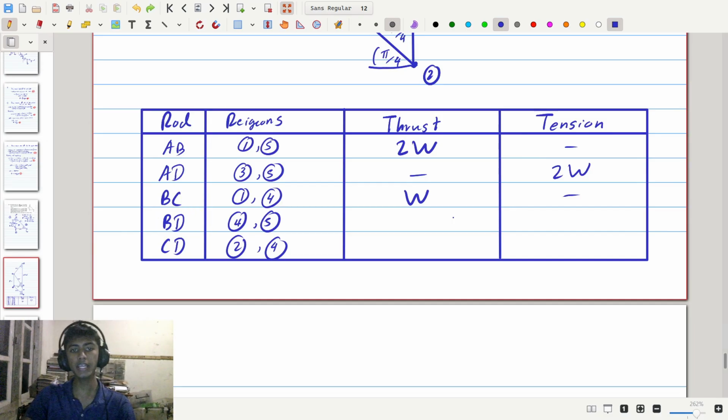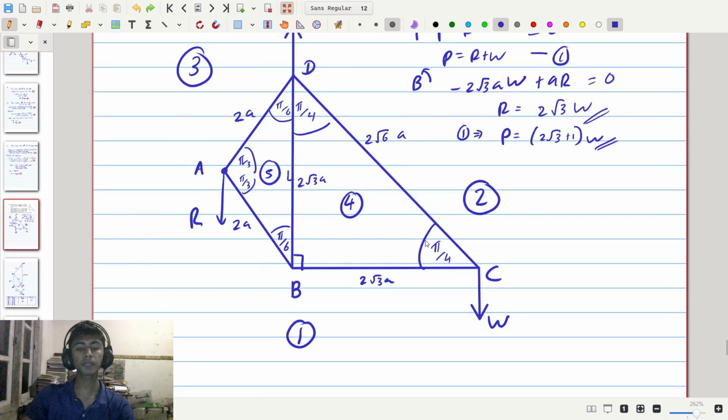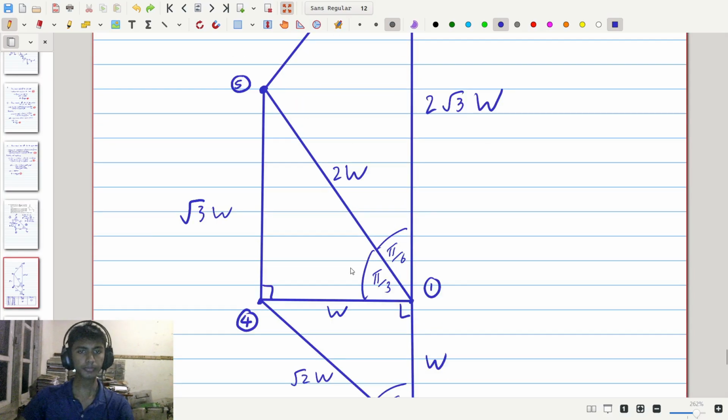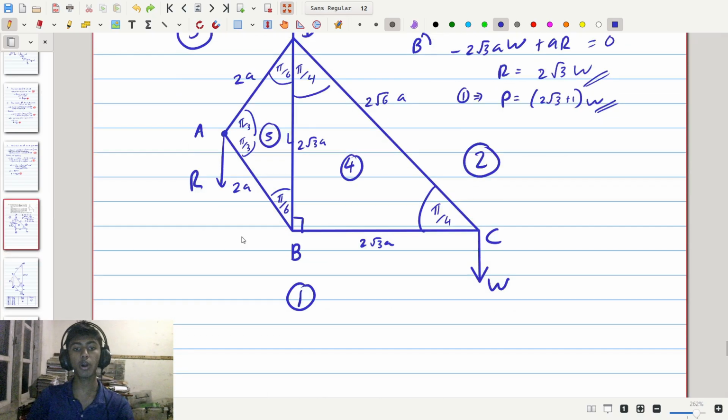Now next for BD, we have 4 and 5. Going up, if we consider 4 and 5 and BD, let's say we take B again. Taking B again in the anticlockwise direction, we have to go from 4 to 5 like this. So 4 to 5 in the diagram is upward. It has root 3W value. So therefore we have upward force of root 3W at the point B due to the rod BD.